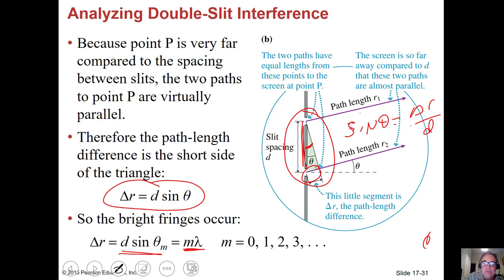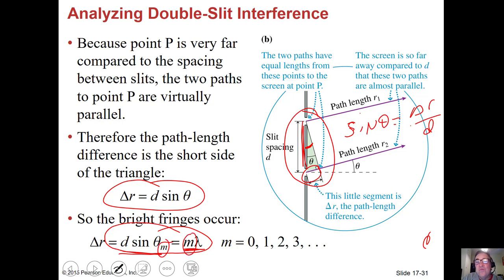This is the condition for constructive interference. So this is our double slit formula. d sine theta is m times the wavelength, and d is the slit spacing, the distance between the slits. Excellent. So d sine theta is m times the wavelength. So what does this little m here mean? This m goes along with this m.